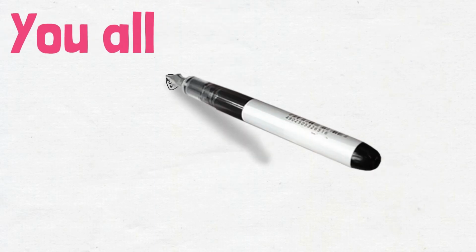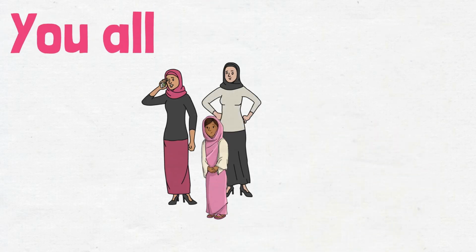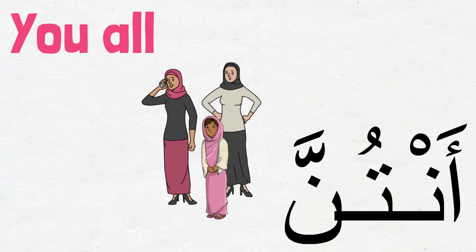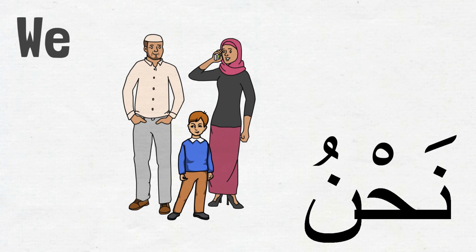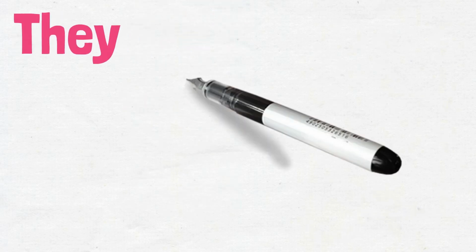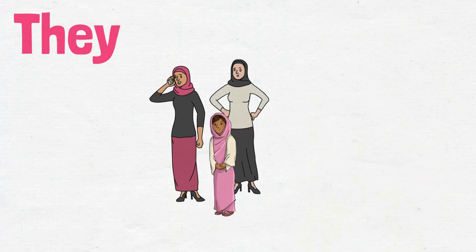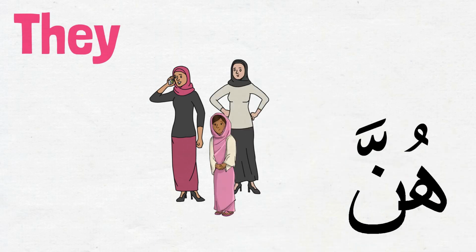And I want to say you all for sisters. Antunna. Very good. Antunna is you all for females. And how do I say we? Nahnu. Very nice. Nahnu is we. How about they all for sisters? Hunna. Very good. They all for females is hunna.